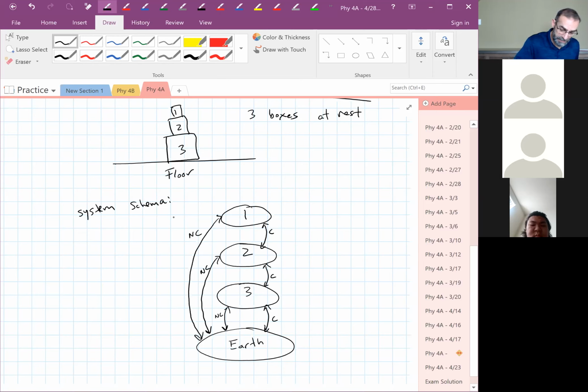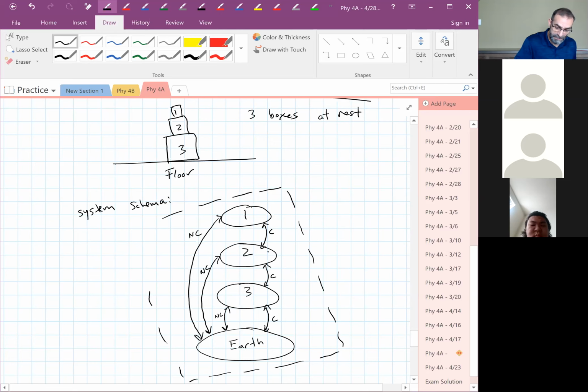If we wanted to define our system as being the whole thing, usually we like to include the Earth, make the system the whole thing, because it's a little easier that way. But for these purposes right now, the system is not as important. The system is important when we get to energy.